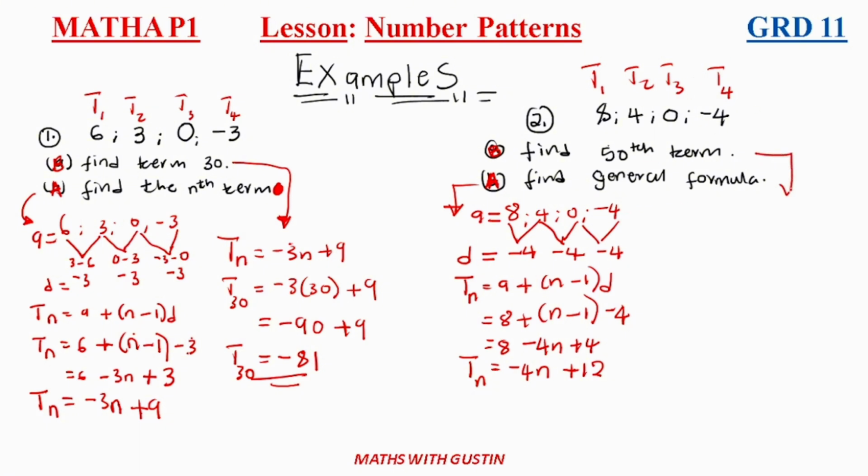This question says we need to find the 50th term of this pattern. So we come to our formula and say Tn is equal to negative 4n plus 12. Therefore, it's going to be negative 4 times 50, plus 12.